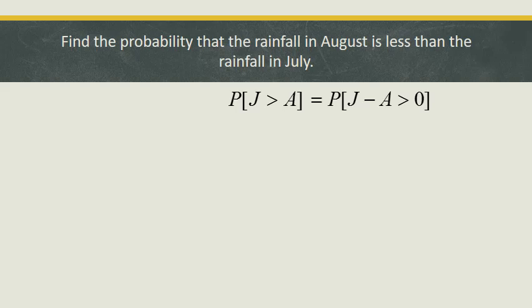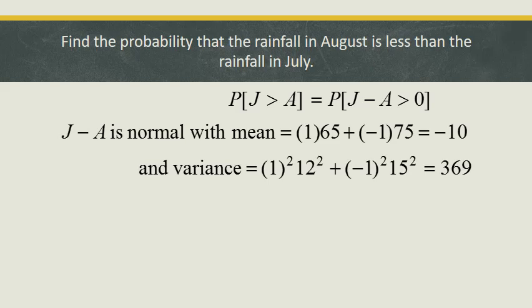Now we need to figure out the distribution of J minus A, so let's look at that. J minus A is 1 times J plus negative 1 times A. So we have coefficients of 1 and negative 1. The result will be normal, and we just need to plug in the means and variances of A and J to figure it out. When we plug in the means, we get a result of minus 10. But remember that when we plug in the variances, the coefficients get squared. So we actually end up adding the variances to get 369.